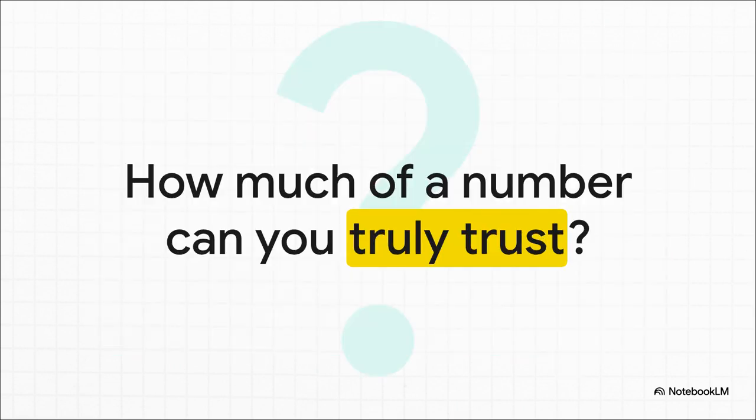So what's the ultimate takeaway here? It's that numbers in science aren't just numbers. They are statements. They tell a story about confidence, and they carry hidden information about their own limits. And that leaves us with a final question for you. The next time you see a number, whether it's in a news article or on the back of a cereal box, ask yourself, how much of it can I truly trust?